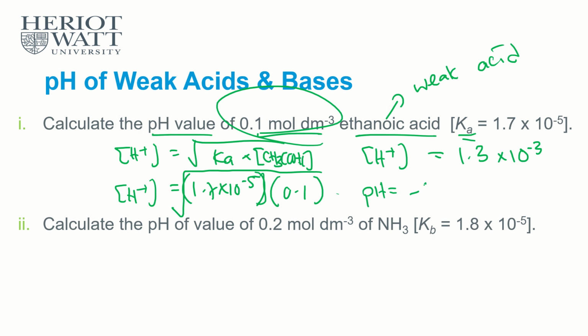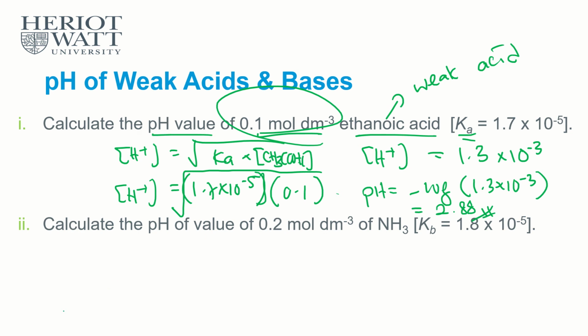pH equals negative log 1.3 times 10 to the power negative 3. You will get your pH value. So minus log of the answer, I get 2.88. Now that's your final answer. So you have an extra one or two steps before you get a final pH value compared to a strong acid. So this is for strong acid, and let's move on to strong base.